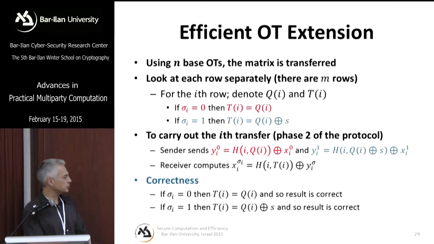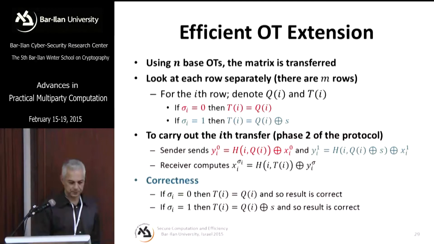If the receiver wanted to learn the 1 output, then in that case, T_i, the row that the receiver has, is Q_i XORed with S. And indeed, in this case, the 1 input is encrypted with the hash of Q_i XORed with S. So the receiver is able to decrypt it. Okay? Now, remember that S is a value which is only known to the server. So if the receiver knows Q_i, it doesn't know anything about Q_i XOR S, and vice versa. So this seems to hint that he'll be able to decrypt just one of these two entries and not both of them.